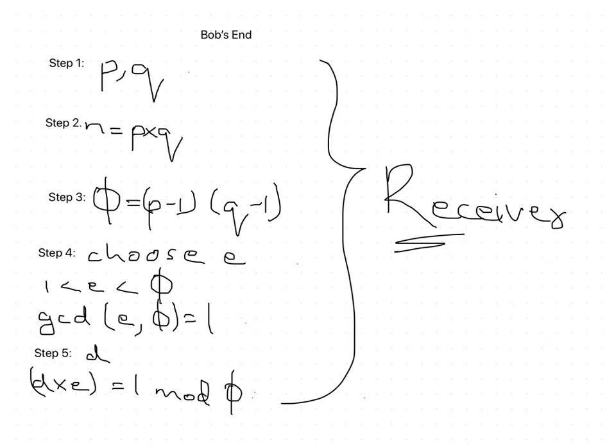Okay, so I'll now explain an example for a better understanding of all these formulas. I'm taking up an example where, in the first step, Bob chooses P and Q. So I'm choosing, as Bob, P equal to 7 and Q equal to 11.